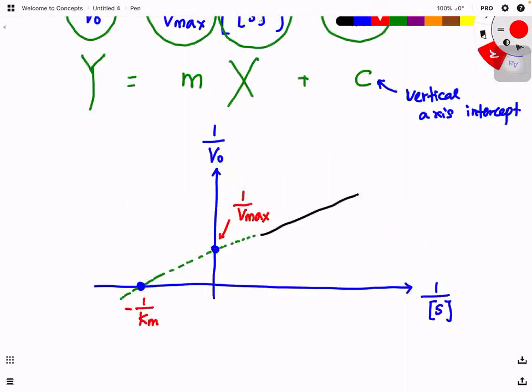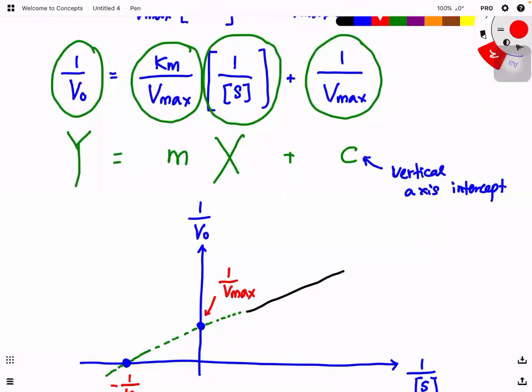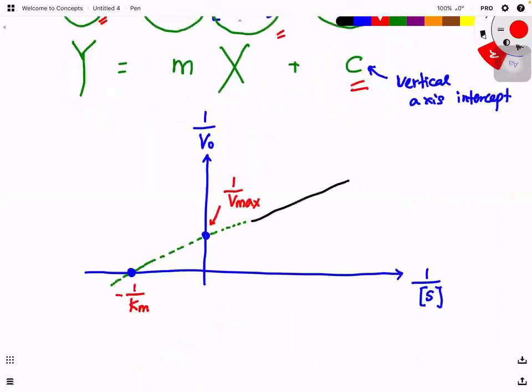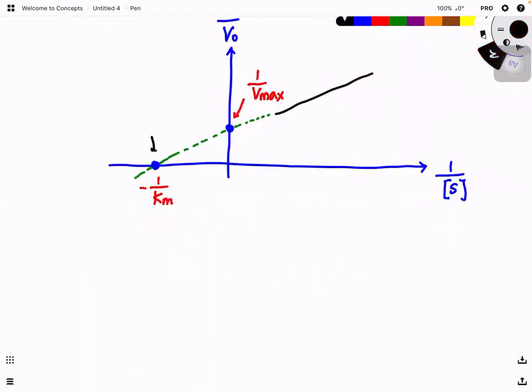So again, if you look at this part here, y equal to mx plus c is the equation of a straight line. So if I plot the graph 1 over V naught versus 1 over substrate concentration, then the y-intercept here is 1 over Vmax. So this is the value of 1 over Vmax. So how do I get this value? This is negative 1 over Km.